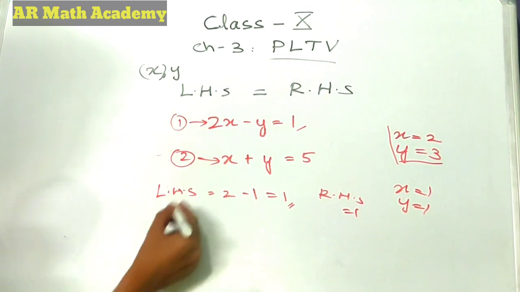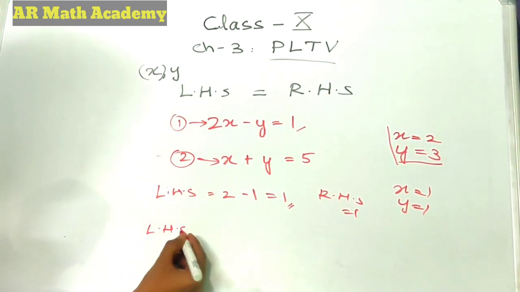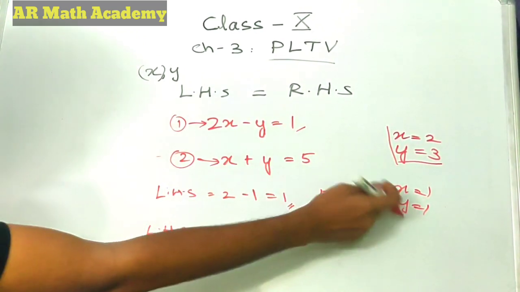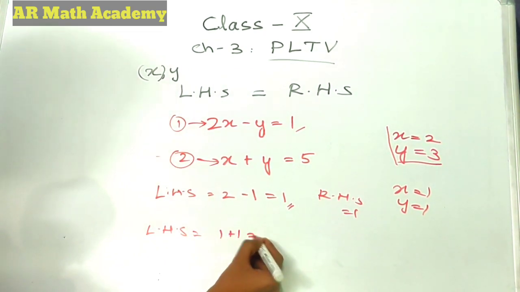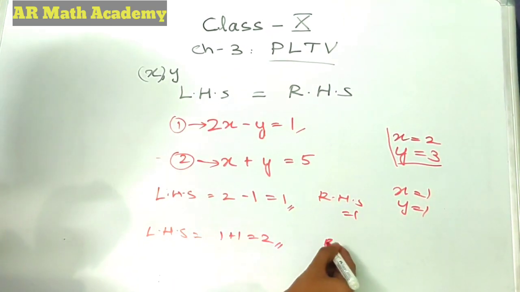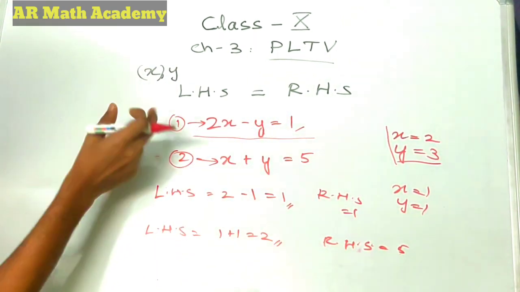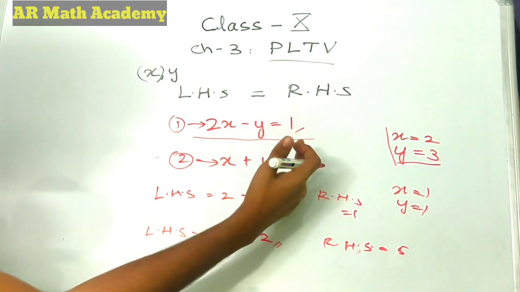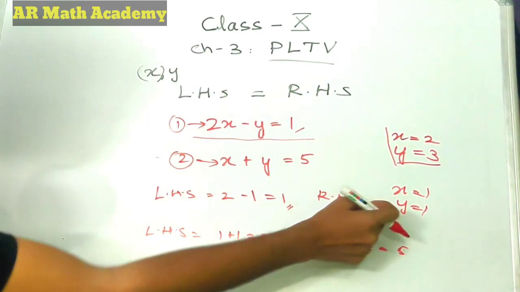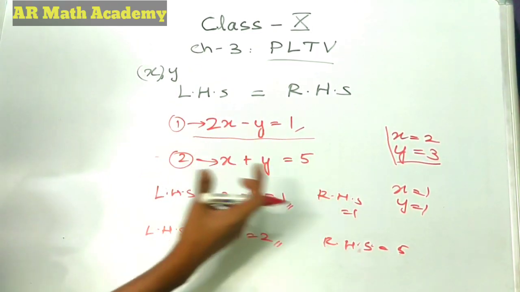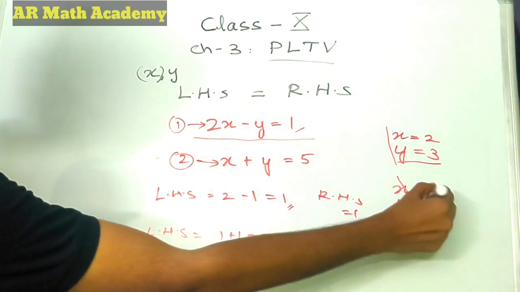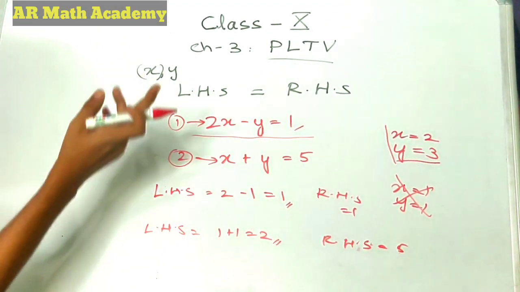Let me try the second case. Now for the LHS, I will be getting x plus y, which is 1 plus 1, which is 2. And my RHS, as you can see, is 5. So in the first equation, the first case, we are getting LHS equal to RHS. Then this is a solution for this equation. But the second case, it is not satisfying. So the values are wrong when you consider two equations simultaneously.